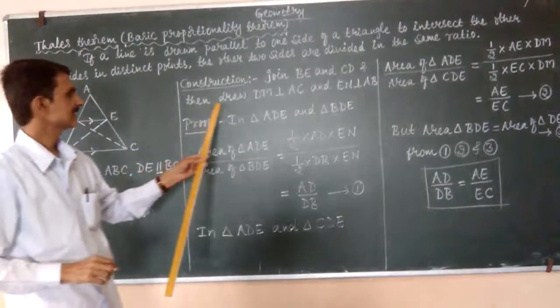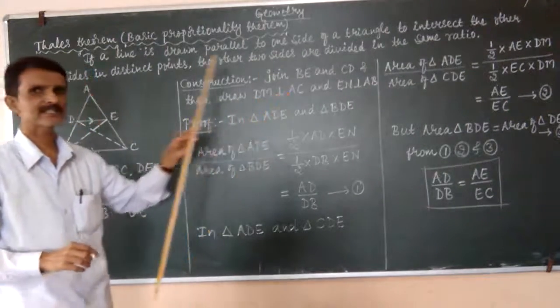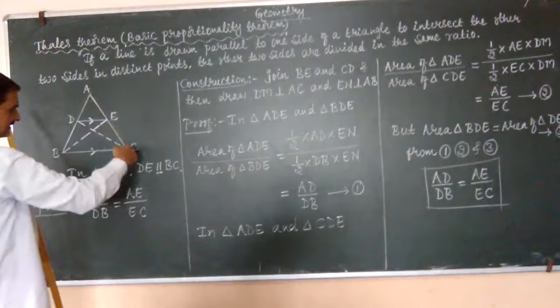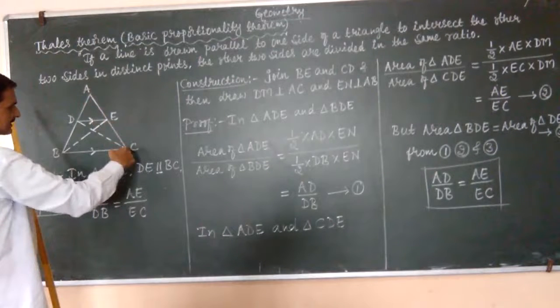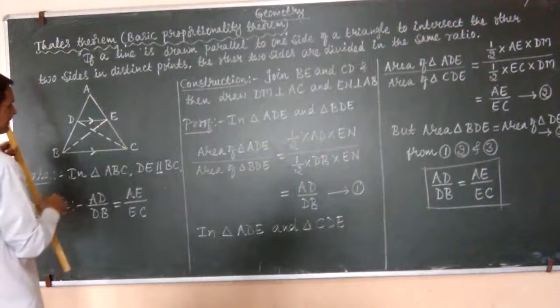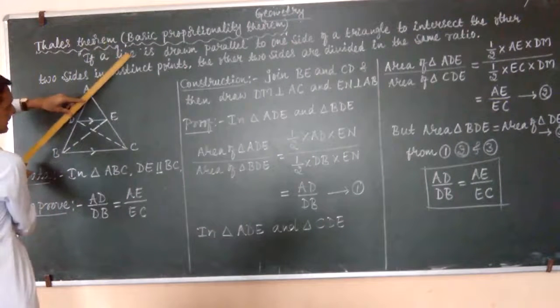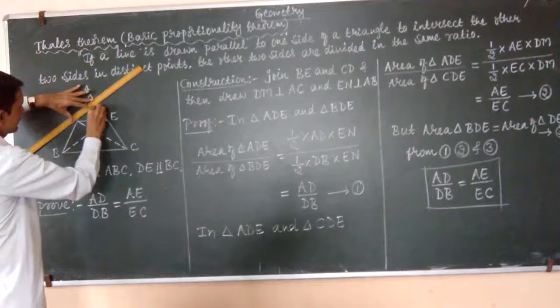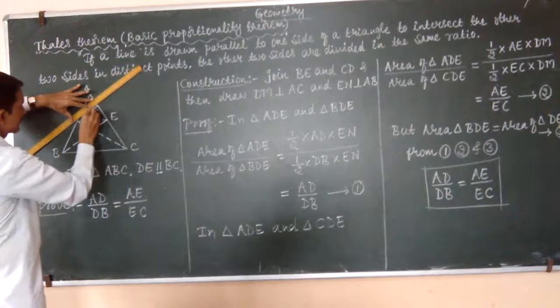Next, draw DM perpendicular to AC. For this line segment AC, we have to draw the perpendicular line DM.